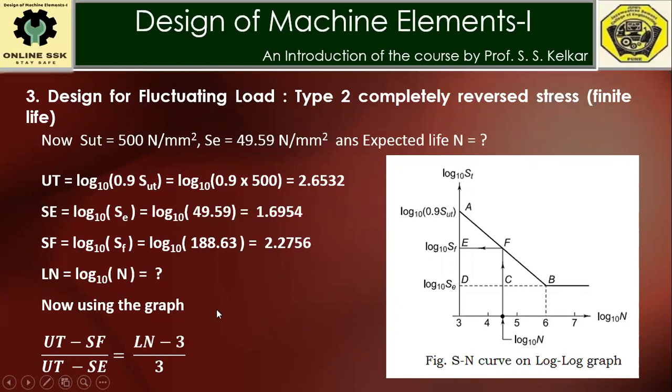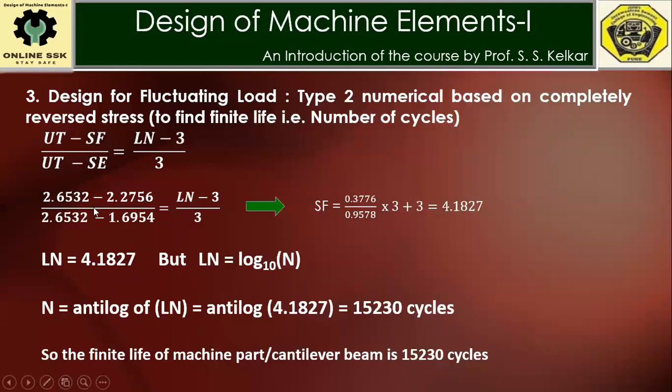Now we know the formula Ut minus Sf divided by Ut minus Se is equal to Ln minus 3 upon 3. Of this formula, the terms Ut is known to us, Se is known to us, Sf is known to us, only unknown is Ln. So in this formula, putting the known values, Ln is the only unknown. Sorry, here it should be Ln, by mistake I have written Sf. So Ln is equal to 4.1827.